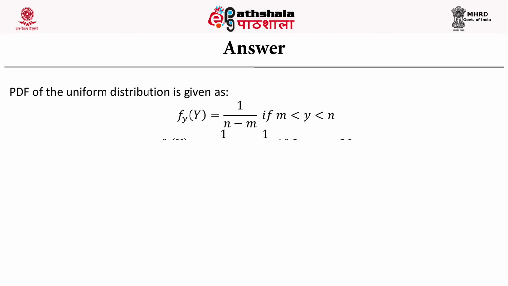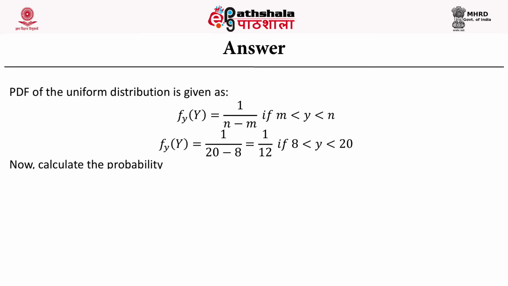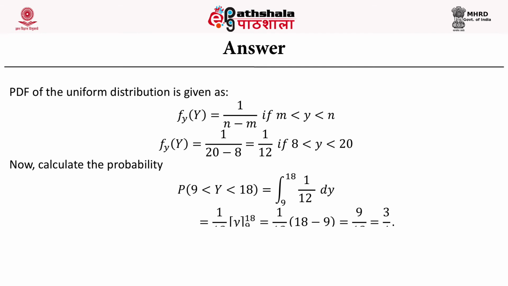After putting in the values of n and m, we get 1 upon 20 minus 8, which is equal to 1 by 12. So y lies between 8 and 20. Now calculate the probability. The probability that y lies between 9 and 18 is equal to the integration from 9 to 18 of the PDF 1/12 dy. After solving the integration, we get the result 9 upon 12, which is equal to 3/4.